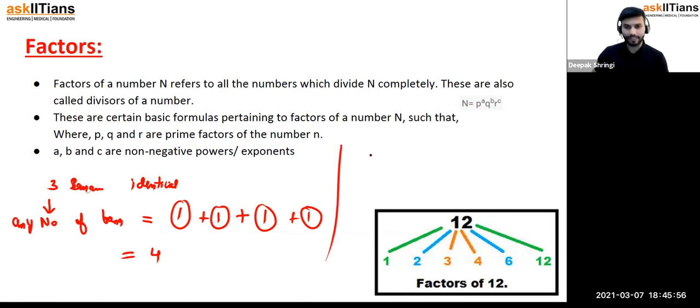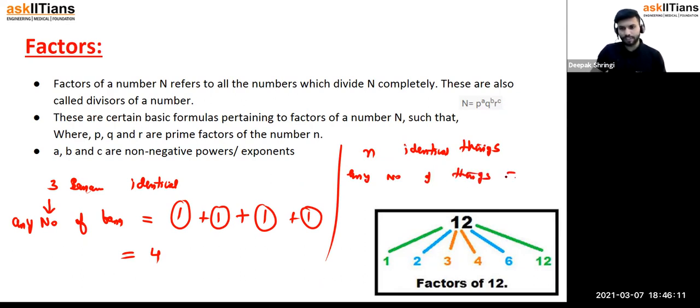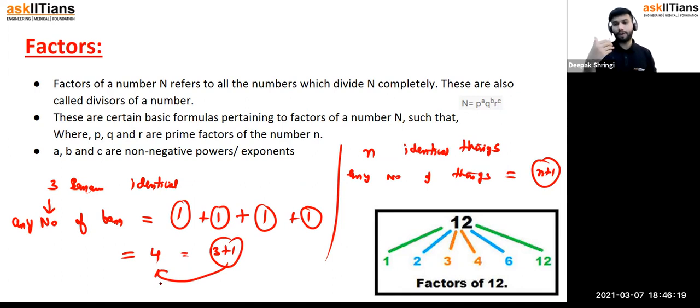Let's say you have n identical things, and out of n identical things, if I ask you to pick any number of things, the number of ways of picking any number of things is what? N plus 1. There were 3 bananas. We got the answer as 3 plus 1. So when you have n things, the number of ways would be n plus 1.